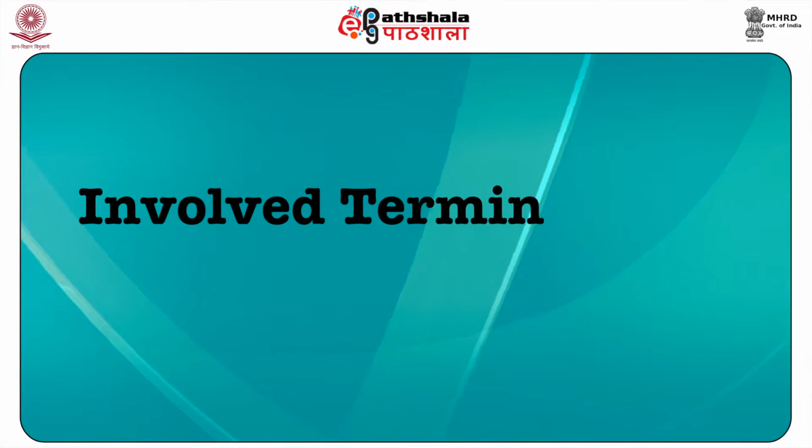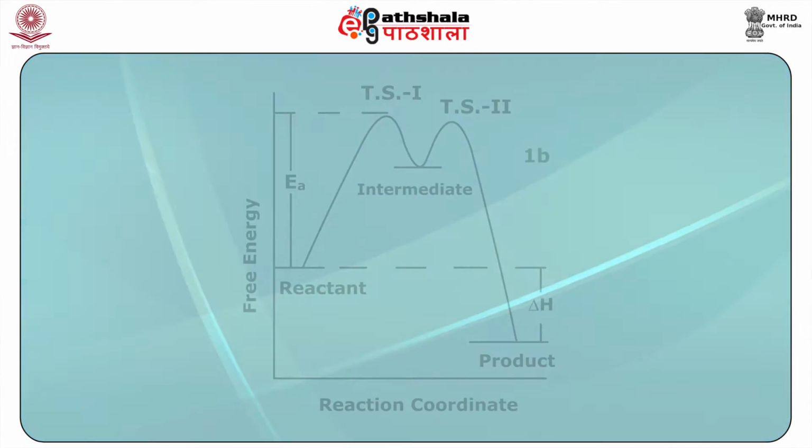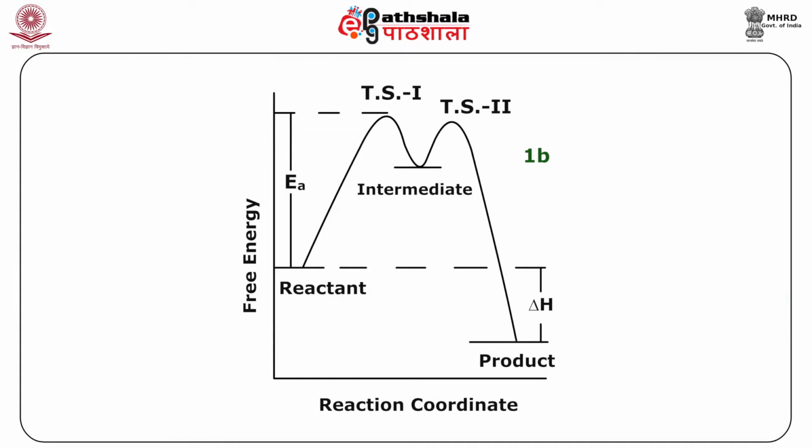These processes can be understood in the following points. The involved terminologies in energy profile diagrams are: the extreme minima of the energy profile diagram, which include the initial and reaction completion states, are representative of reactants and products. In general, these are the two most stable states of a chemical reaction.